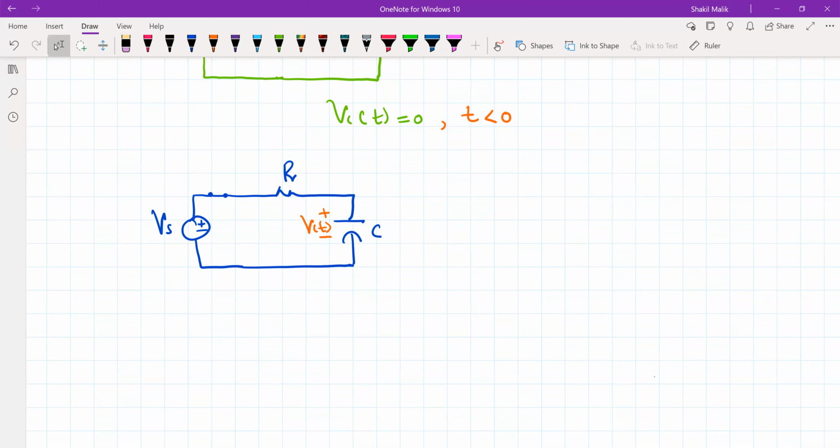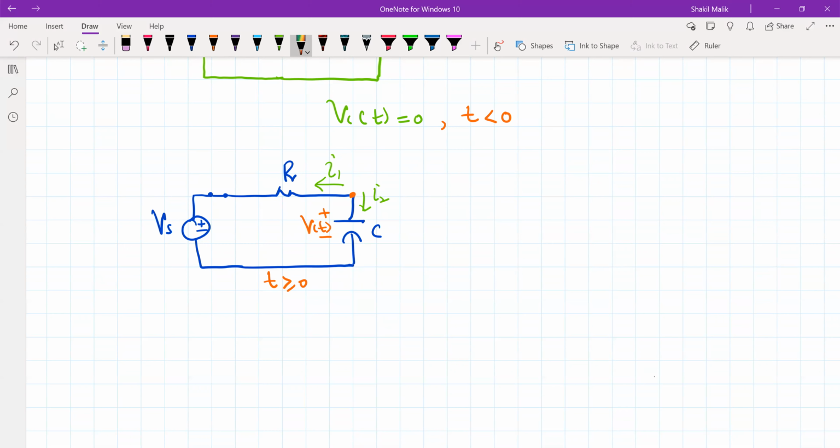Now, to observe the behavior of this capacitor voltage as we connect the source, this circuit is valid for t greater than or equal to 0. To observe this voltage, let's apply KCL at this point. Because there are two branches, there will be two currents. The current that leaves through this branch is suppose I1, and the current that leaves through this other branch is suppose I2.